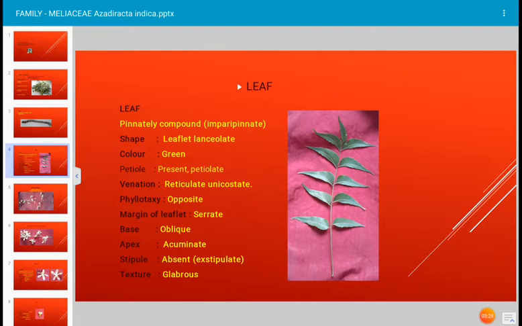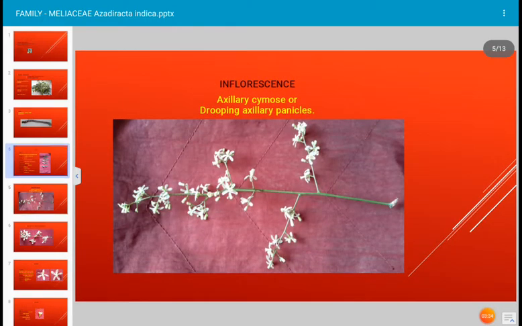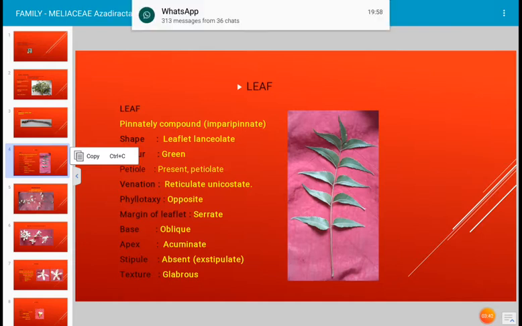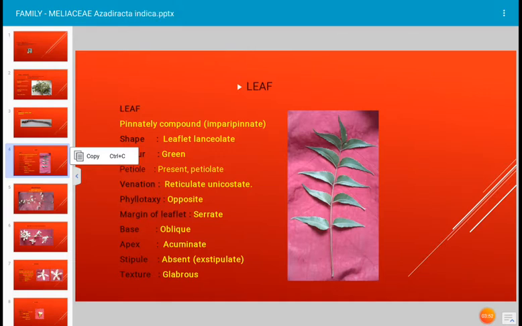Phyllotaxy, arrangement of the leaves on the stem, that is opposite, and the arrangement of the leaflets, see carefully, is alternate, and the upper part of the leaf is having opposite arrangement of leaflets. Margin of the leaflet is serrate margin. It is not continuous, it is somewhat dentate or serrate. Hence it is described as serrate margin of the leaf.